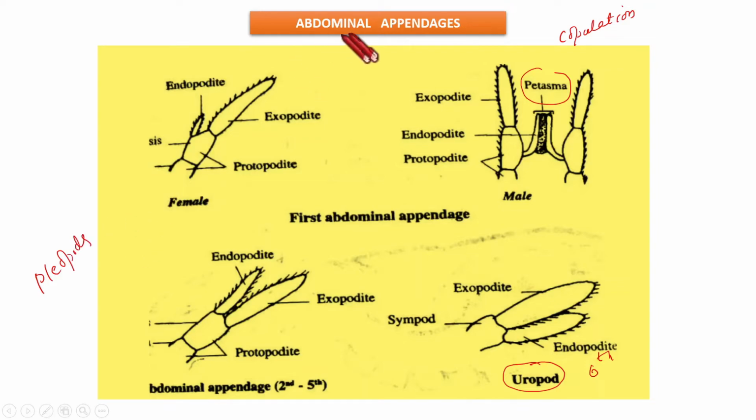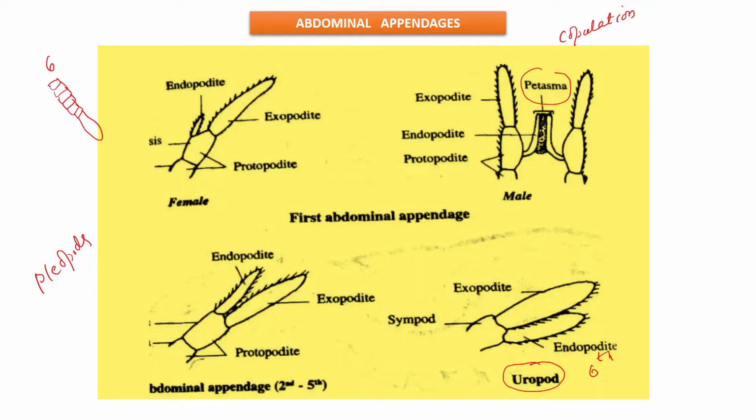Clear? So totally, abdominal appendages: 6 abdominal segments are there. Each of the 6 segments possesses one pair of appendages. 1, 2, 3, 4, 5, 6 segments. And the 6th segment possesses the uropod.